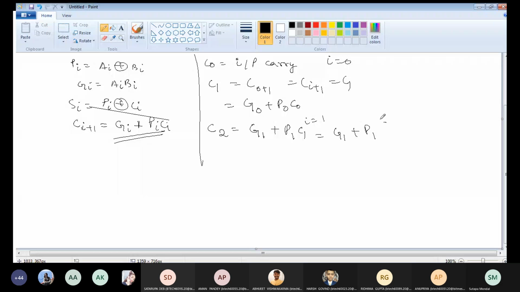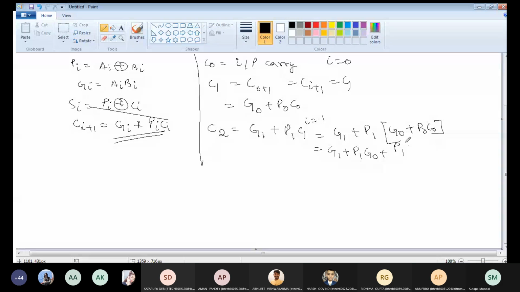So the final value you will be getting is G1 plus P1 G0 plus P1 P0 C0. Okay. Now when I take i equals 2.